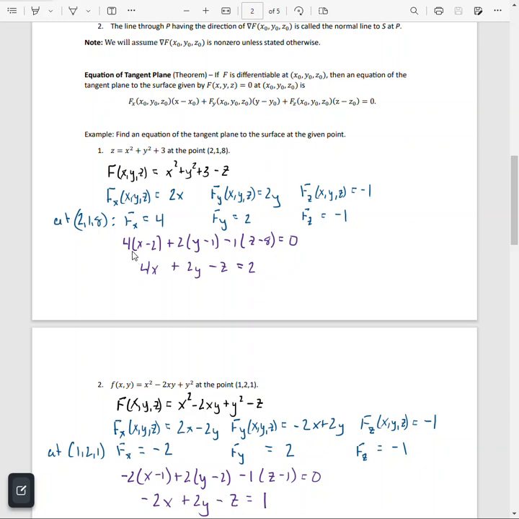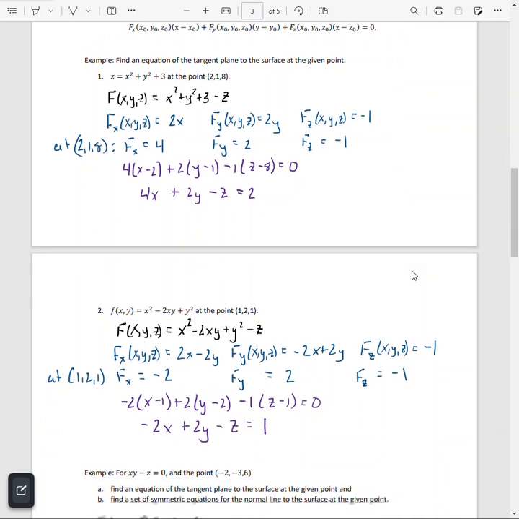And after we collect like terms, we'll have 4x, 2y minus z. Check that the constants work out. We'll have a plus 2 on the other side. We could always rewrite this as 4x plus 2y minus 2 equals z if we wanted to rewrite it back in the form that it was originally.